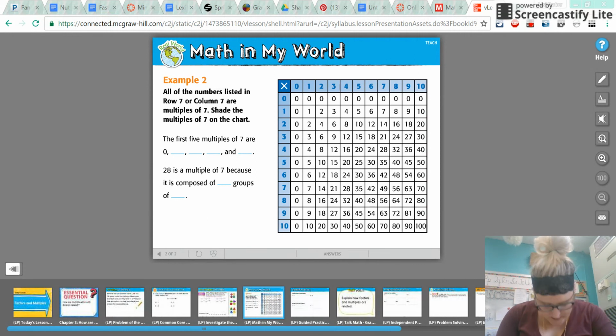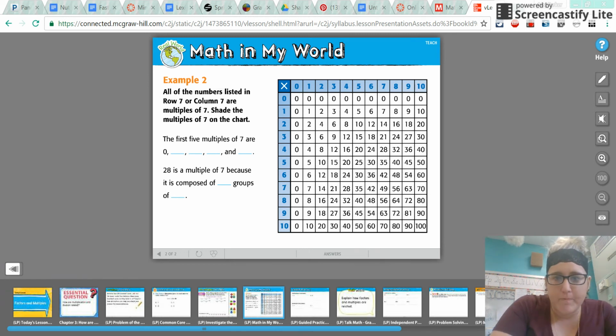Now it says on the top of page 174, a multiple of a number is the product of that number and any whole number. For example, 15 is a multiple of 5 because it is composed or made up of 3 groups of 5. 15 is also a multiple of 3. Okay, so look at example 2.